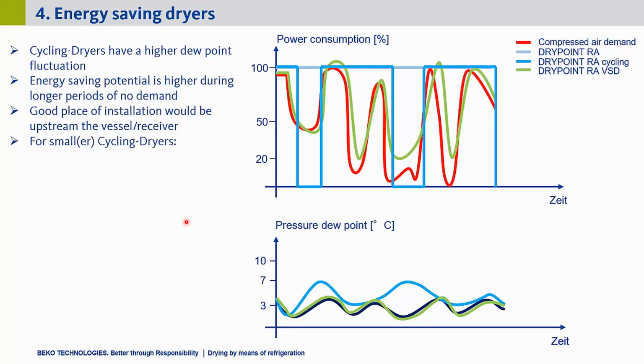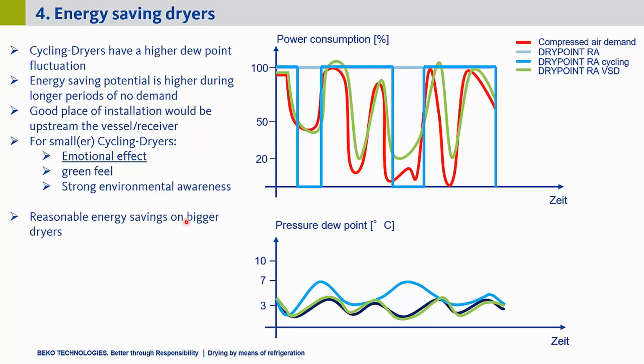For smaller cycling dryers, there is another point that could lead you to buying one. Not only the actual energy savings, but especially with the smaller cycling dryers, as they are not that high in price, you can use them for the emotional effect, or let's say the green feel of the customer. We heard pretty often in the past that some customers just have a very strong environmental awareness and want to use components that somehow save energy and therefore save the environment. So this is also sometimes a reason why you could want to buy a cycling dryer or an eco dryer in general.